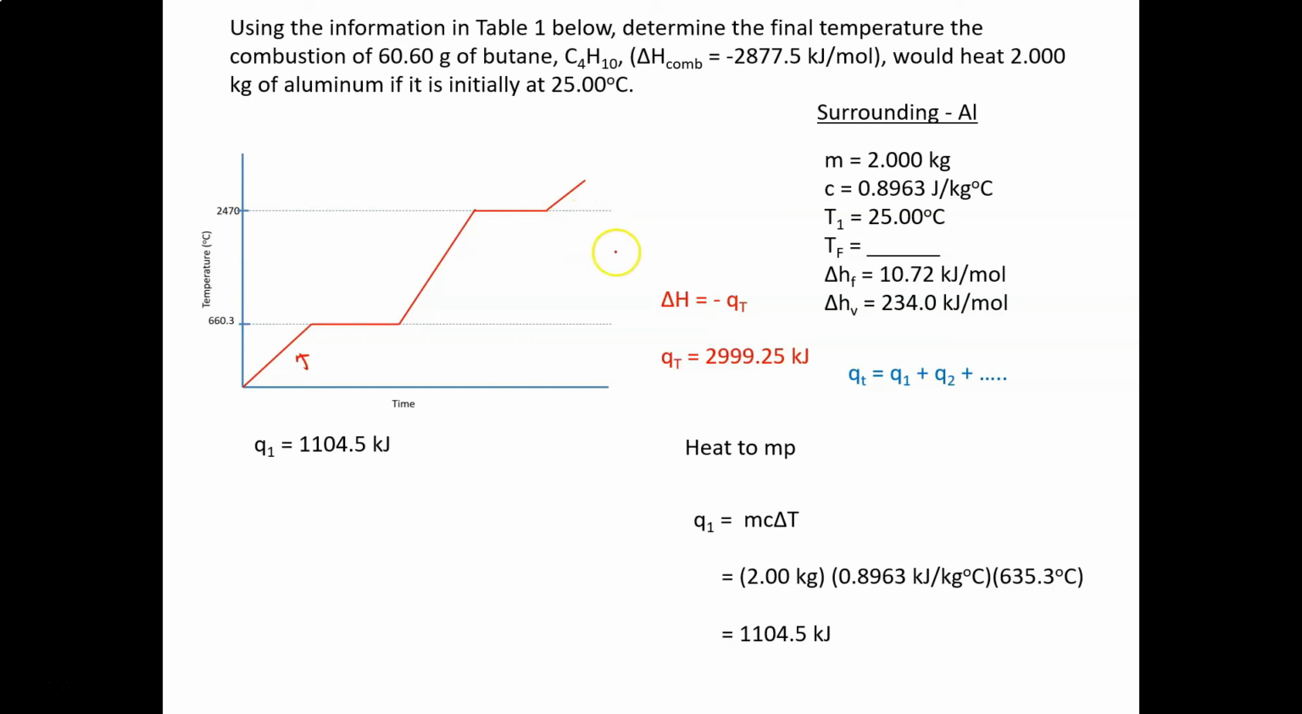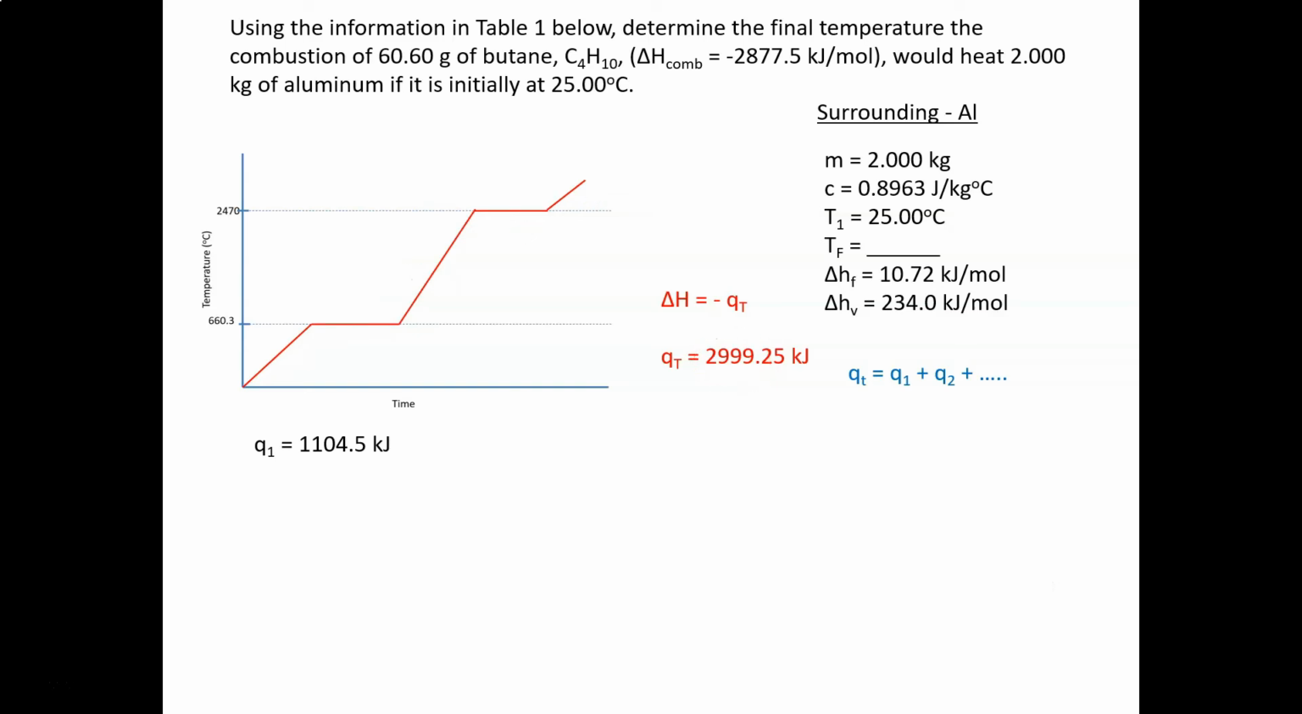Well, I know that I have a total of almost 3,000 kilojoules, so the difference between these two would be the amount that I have left to potentially melt it, heat it after its melting point, boil it, and heat the vaporization. Okay, and so I can calculate how much energy is left after I bring it to its melting point. So this means that I have about 1,900 kilojoules to both melt it and heat it after that.